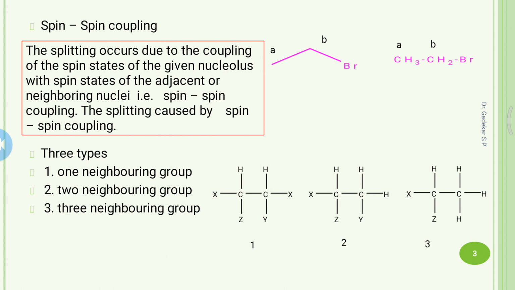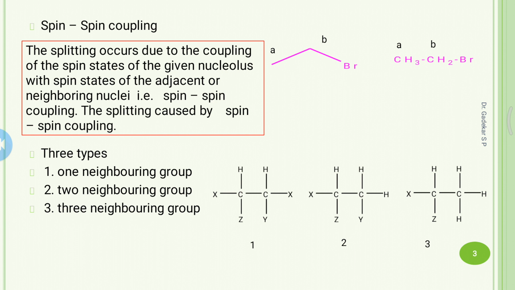One neighboring proton present. Second, when two neighboring protons are present in a molecule, there is a different splitting pattern. If three neighboring groups are present in a molecule, there is again a different splitting pattern. For example, third: X, Z, Y are the different groups.